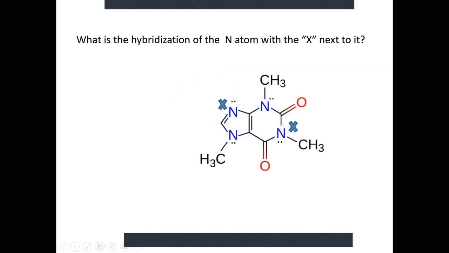So for example, in this molecule, we have carbon, nitrogens, and oxygens, and we want to know what's the hybridization of the nitrogen atom with the X next to it. And what you have to remember here is that nitrogen, carbon, oxygen are period 2 elements.